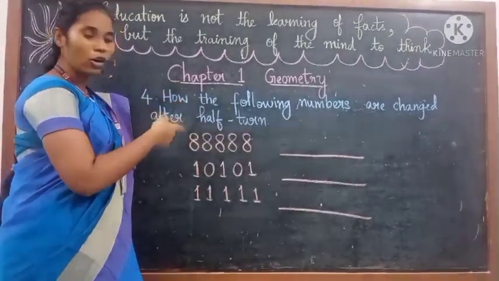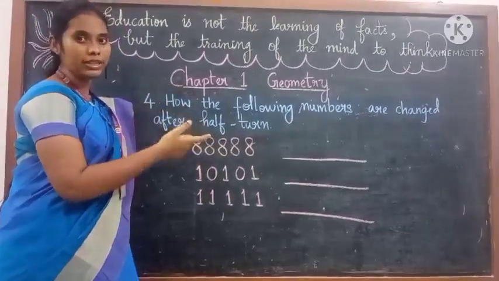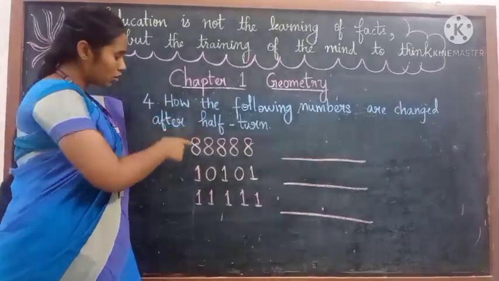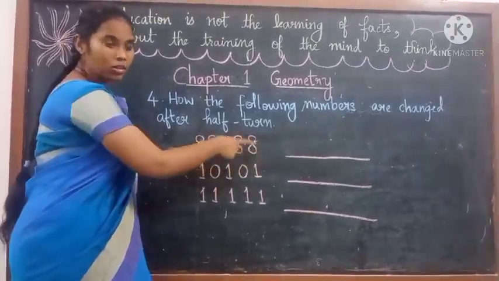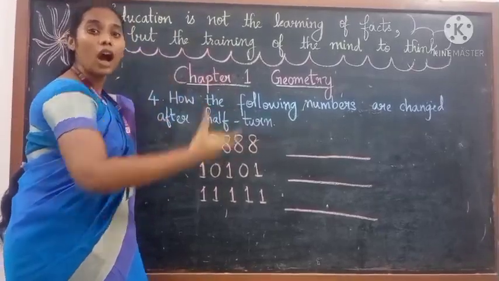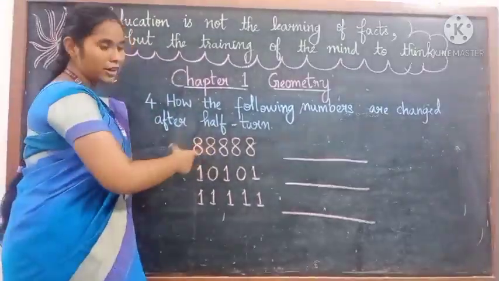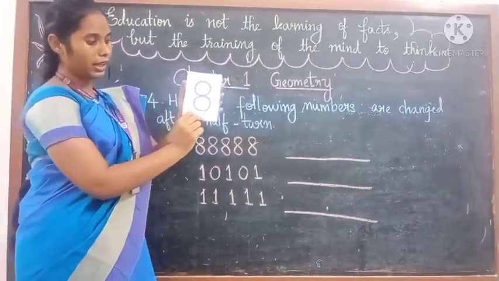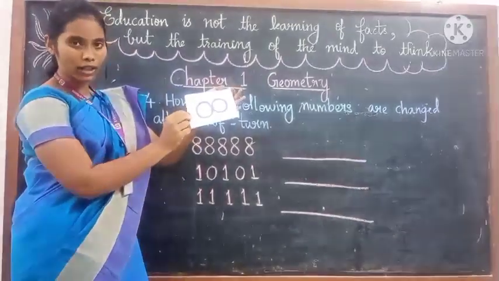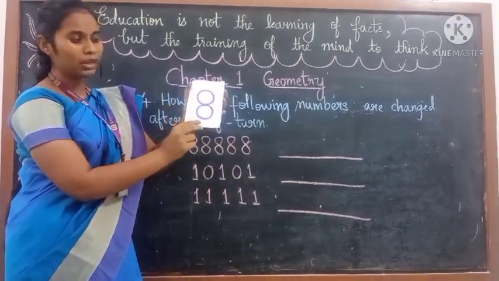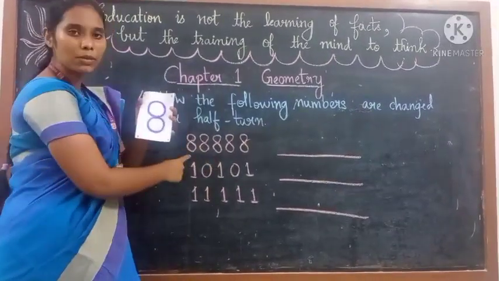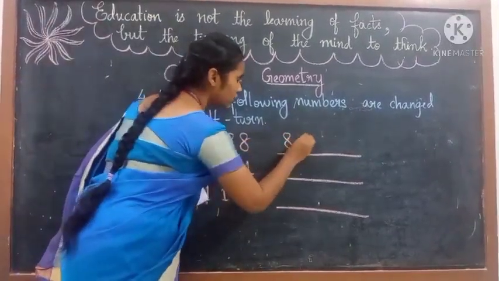How the following numbers are changed after half turn? You are going to write the following numbers, how they are changing after half turn. So first the number 8. So how it is changing after half turn? After half turn, how it looks, we are going to find out. Okay, this is the number 8. This is quarter turn. Again, when you twist the paper, it is half turn. So 8 resembles 8. So it looks like same.